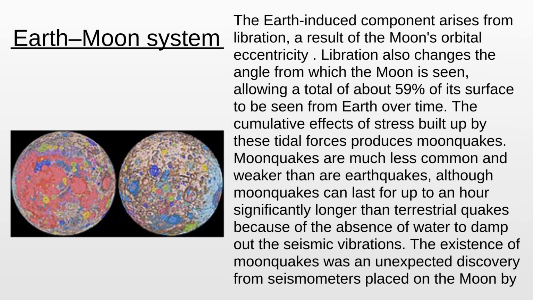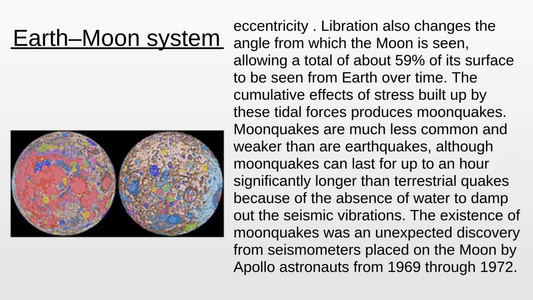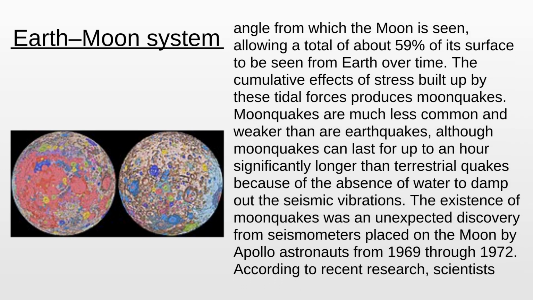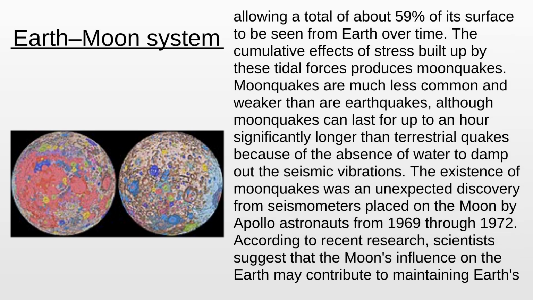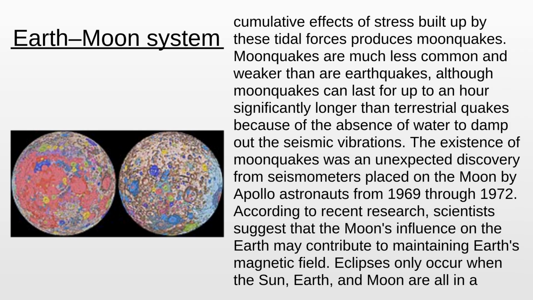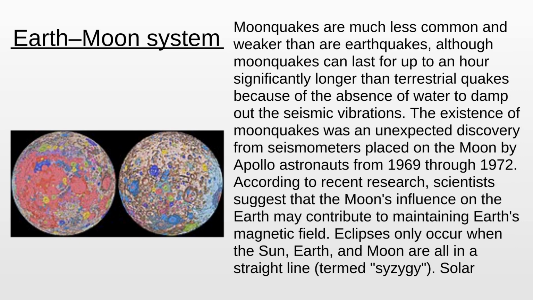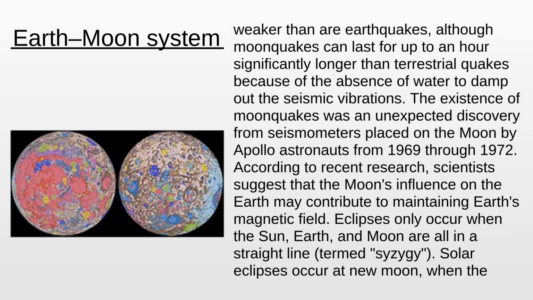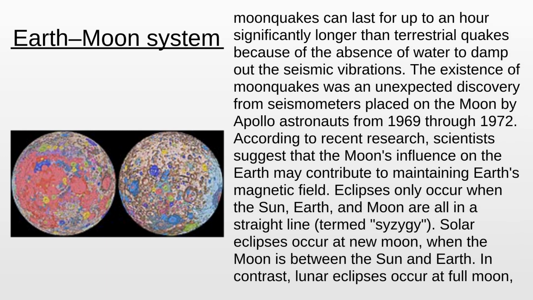In a like manner, the lunar surface experiences tides of around 10 centimeters amplitude over 27 days, with two components: a fixed one due to Earth, because they are in synchronous rotation, and a varying component from the Sun. The Earth-induced component arises from libration, a result of the Moon's orbital eccentricity. Libration also changes the angle from which the Moon is seen, allowing a total of about 59% of its surface to be seen from Earth over time.